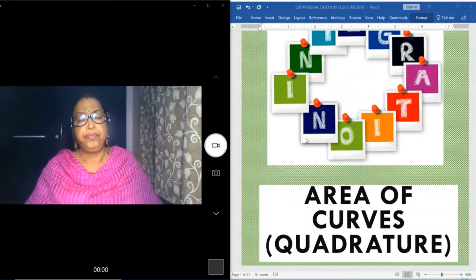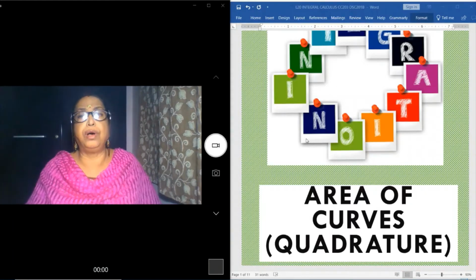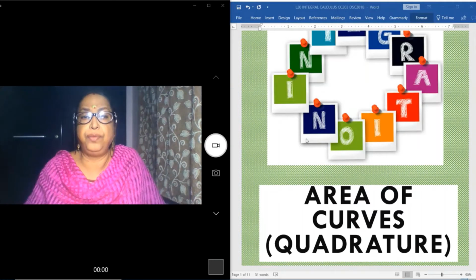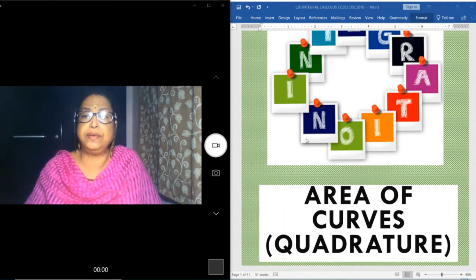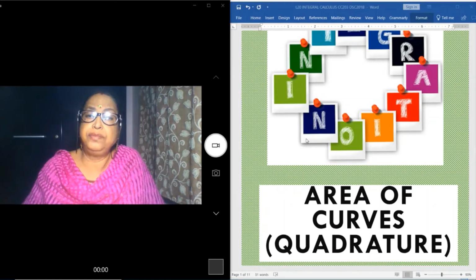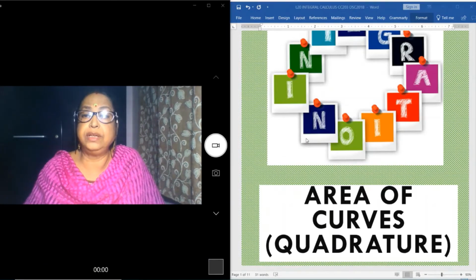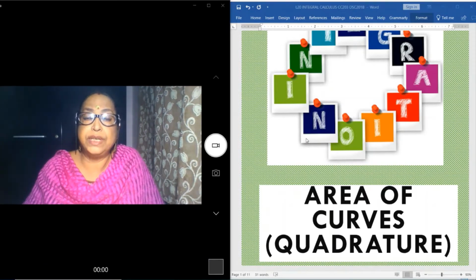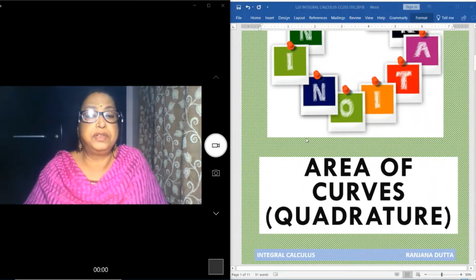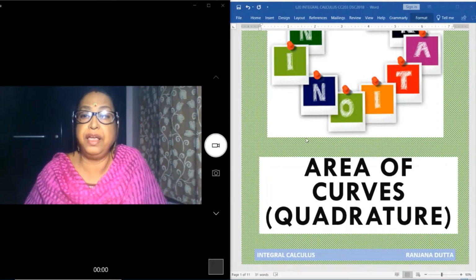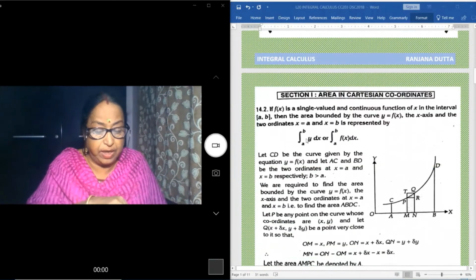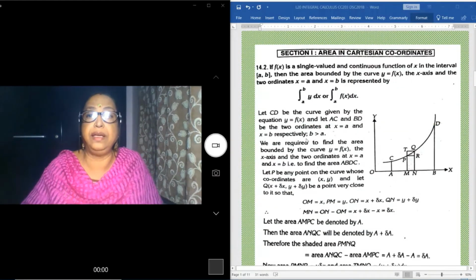Previously we discussed how to draw a curve. Now, after tracing a curve, we are to find the area, sometimes length, sometimes volume. So curve tracing is a very important chapter for you. Without curve tracing, you cannot proceed in area, volume, or length, anything else. So, we will today discuss about the area.